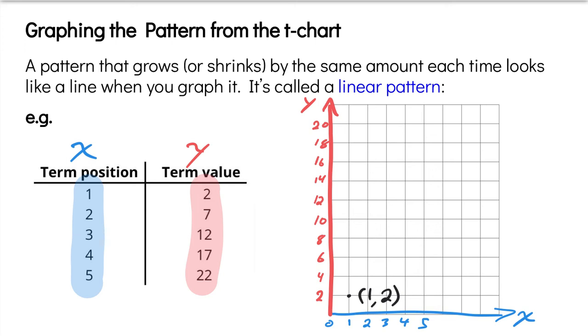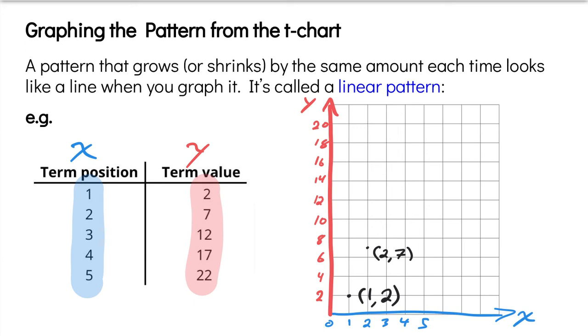Next, I look at my next spot where I'm going to put it. At 2, I have a value of 7. So I look over, here is my 2 in blue, and I go up to 7. Now 6 is here, 8 is here, 7 has to be right there. So I will put my next spot right there and label it. This is at 2, 7.